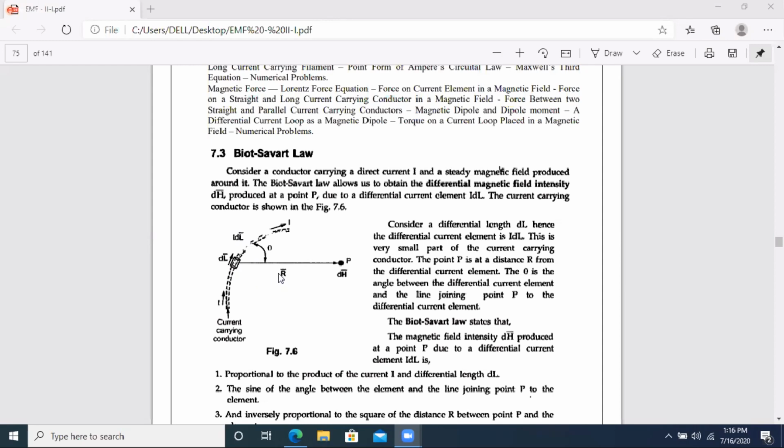The direction vector R from your differential current length to the point where you want to find H, or dH, dH being the magnetic field intensity vector due to the differential length or the differential current element. So the point is a distance R from the differential current element.